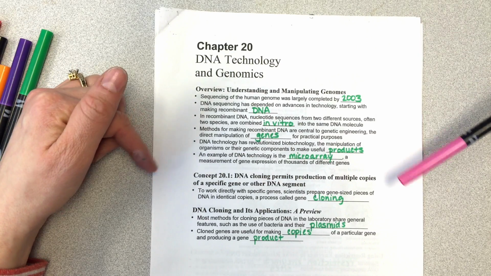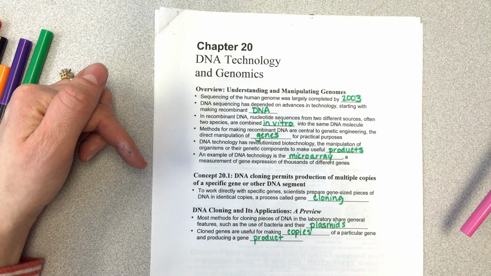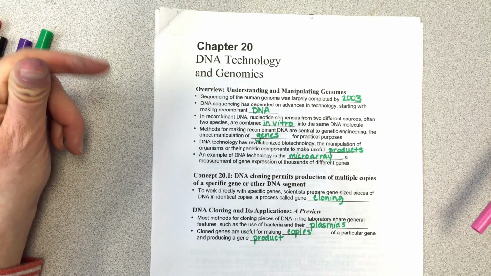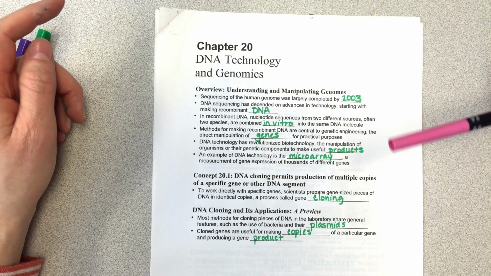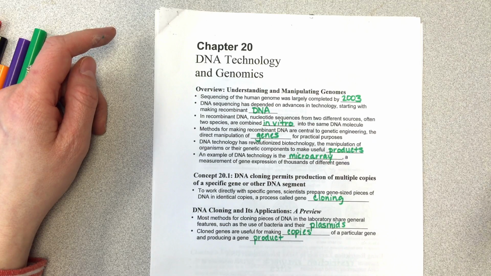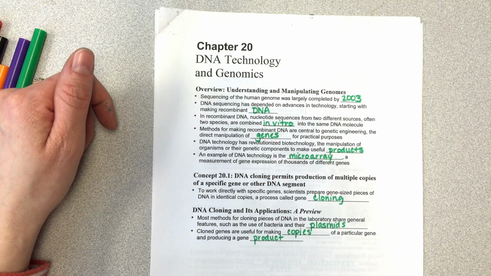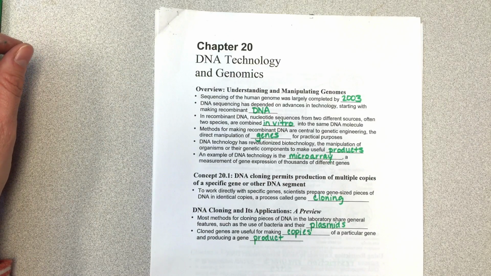And then DNA technology has revolutionized biotechnology, the manipulation of organisms or their genetic components to make useful products. And an example of this type of technology is something called the microarray, the measurement of gene expression of thousands of different genes. And so we're going to talk about all of those kinds of things. So they're real-world things that we do as a result of knowing some of the things that we know.